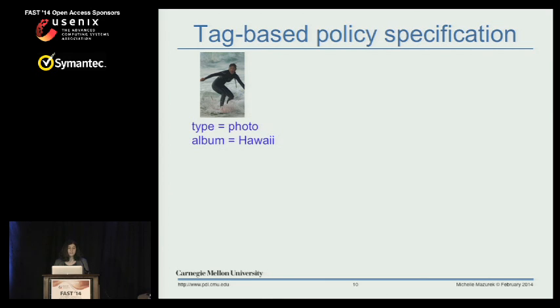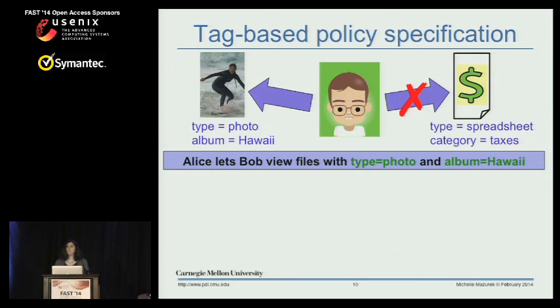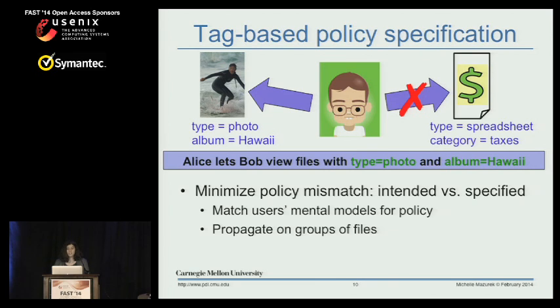To get into just a little bit more detail of how this tag-based policy specification works. So here's this photo. It has type equals photo and album equals Hawaii. Alice lets Bob view such files and doesn't, for example, let Bob view her tax spreadsheets. And so the idea here is that we want to minimize the mismatch between the intended policy, what the user thought of, and the actual specified policy. This aligns closely with users' mental models and allows this policy to propagate across groups of files. And we've previously conducted a user study which supports the idea that this approach is really feasible.